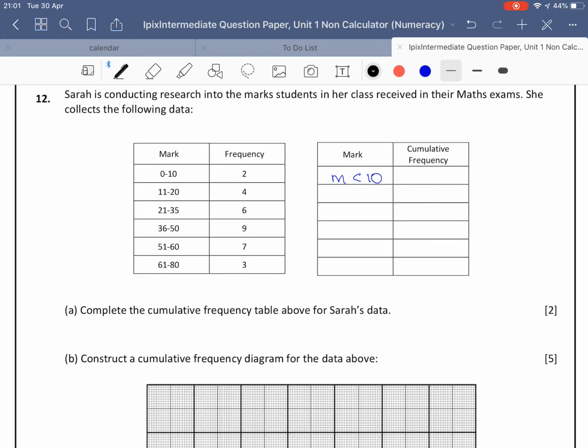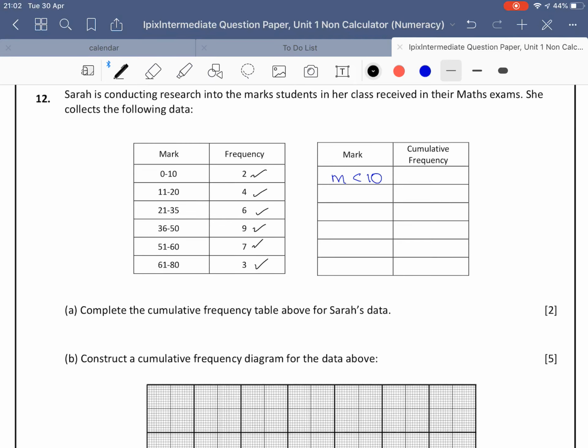Okay, next question, which is already partly filled in. Sarah's conducting research into the marks students in her class receive in their maths exams. She collects the following data. 2 people have between 0 and 10 marks. 4 people have between 11 and 20. 6 people between 20 and 35 marks. 9 people between 36 and 50, you get the idea. 7 people between 51 and 60, and 3 people between 61 and 80. Complete the cumulative frequency table for Sarah's data.